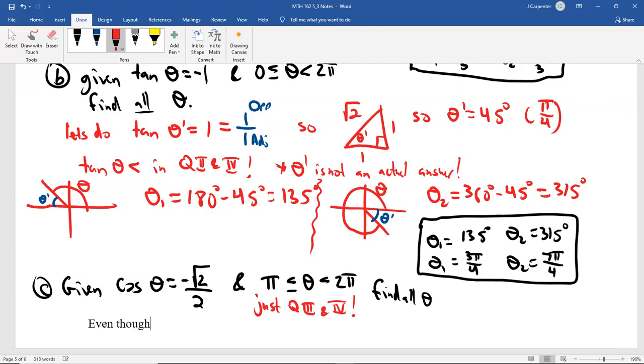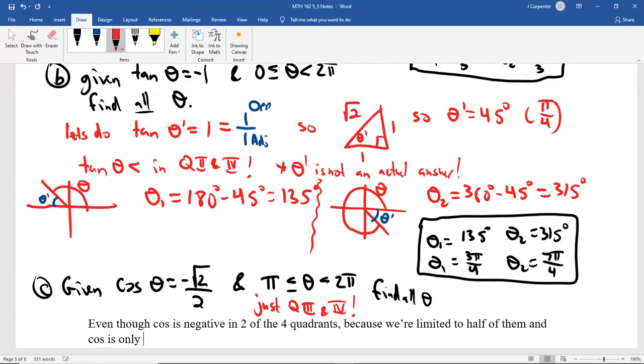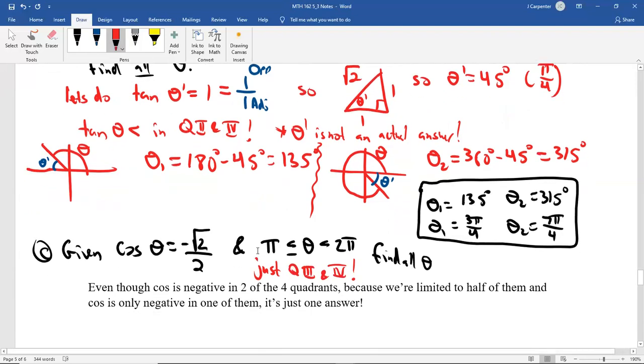So even though cosine is negative in 2 of the 4 quadrants, because we're limited to half of them, cosine is only negative in one of them, just 1 answer. So there are cases with only 1 answer. I alluded to that earlier.